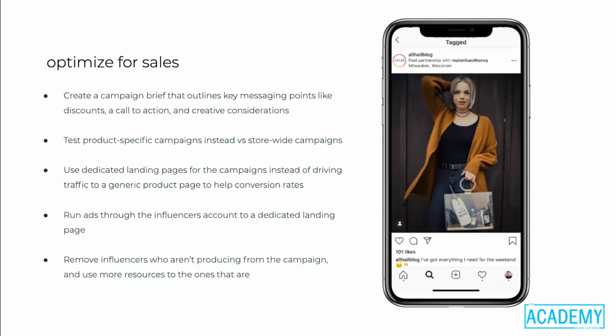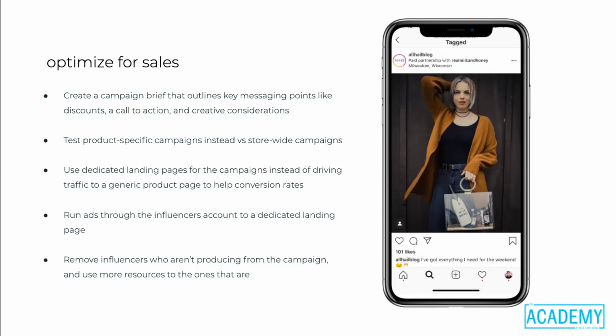So again, test product specific campaigns versus store-wide campaigns. You want to use dedicated landing pages for the campaigns instead of just driving traffic to a generic product page. This works really well because the messaging is going to be a little bit more specific. If you're just promoting your protein product, instead of having them go to the page on your general website, have them go to a landing page that gives them more information on that. Maybe it has some of the photos and testimonials there, just as you would on a Facebook ads campaign, and you'll probably see better conversion rates from that.